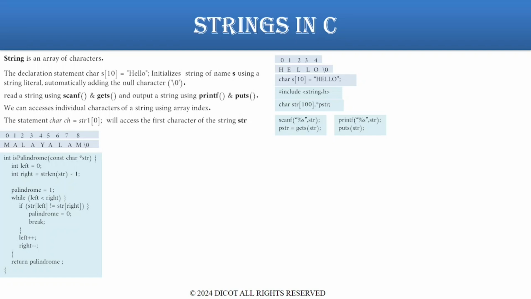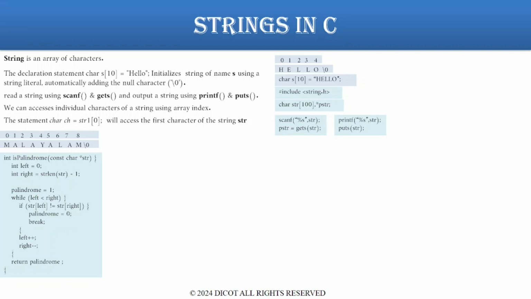Let's compare the first and the last character. If they are equal, we'll go to the next position. Every time we increment the value of left by 1 and decrement the value of right by 1. Initially, left will be pointing to the first character and right will be pointing to the last character.